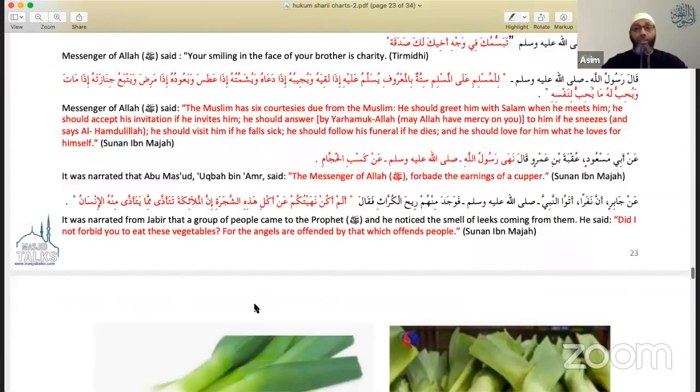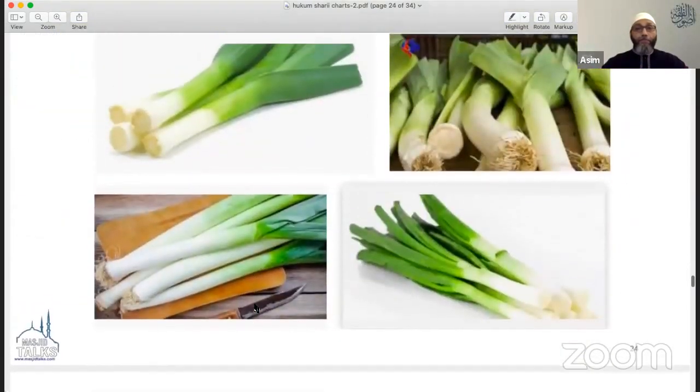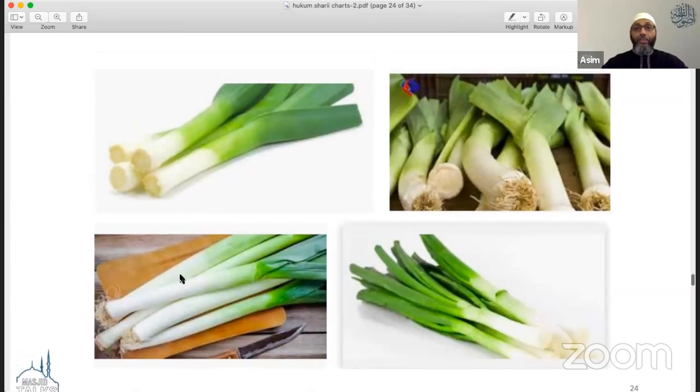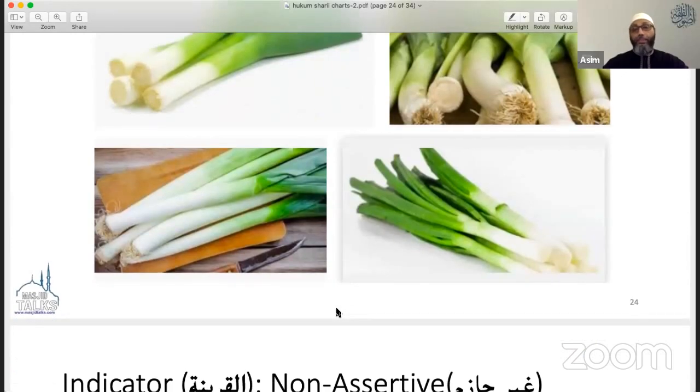And this is what it looks like. As you can see, it does look very much like green onions, but it is a little bit different. The leaves are a little bit thicker, and even the root side is bigger than the regular green onions. But I guess it has a similar smell.